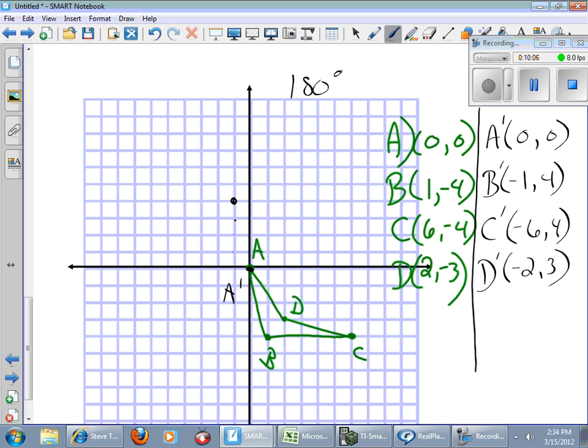1, 2, 3, 4. And there's B prime. All right, C prime, -6, +4. There's C prime. And then D prime is -2, +3. And there is D prime. Connect A to B, B to C, C to D, and D back to A. And there's a 180-degree rotation. This is so simple, guys.